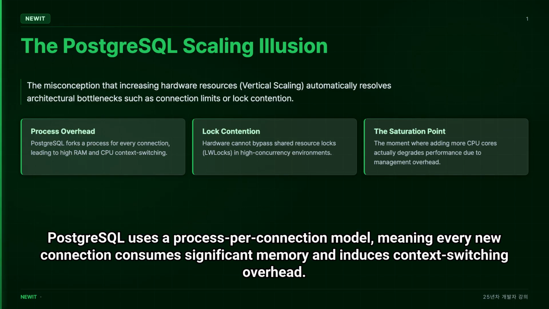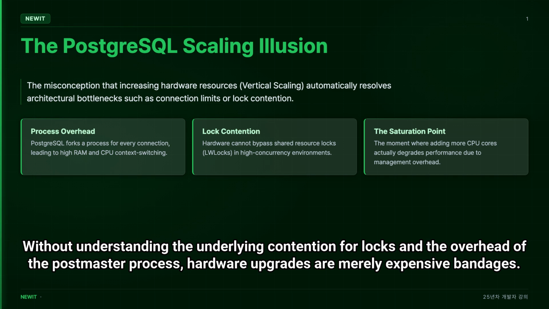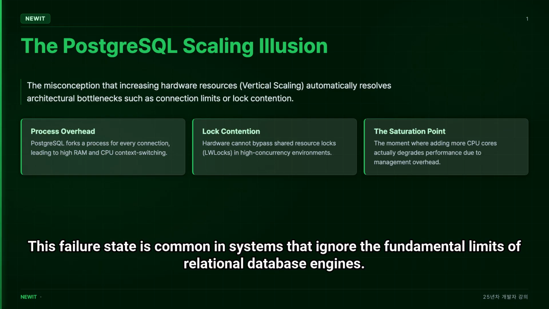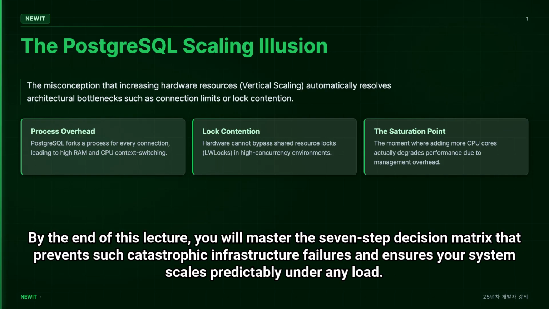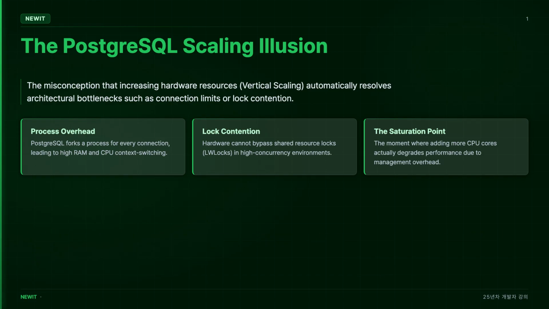PostgreSQL uses a process per connection model, meaning every new connection consumes significant memory and induces context switching overhead. Without understanding the underlying contention for locks and the overhead of the postmaster process, hardware upgrades are merely expensive bandages. This failure state is common in systems that ignore the fundamental limits of relational database engines. By the end of this lecture, you will master the 7-step decision matrix that prevents such catastrophic infrastructure failures and ensures your system scales predictably under any load.